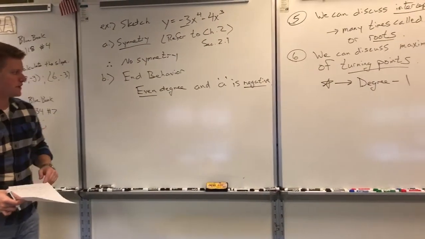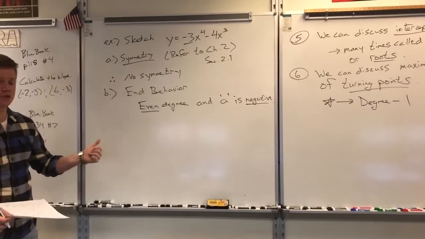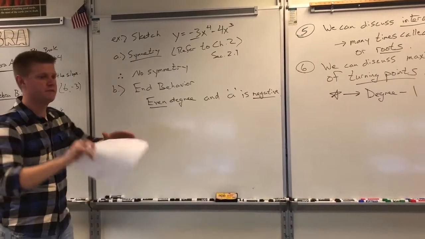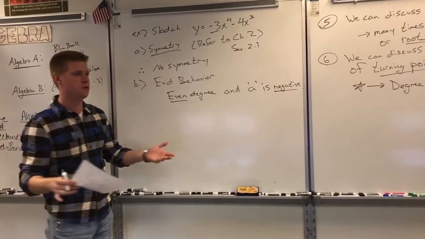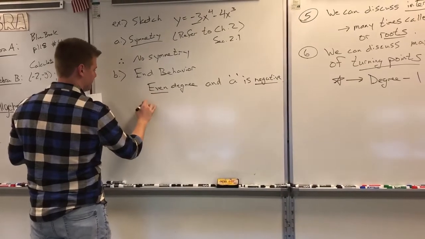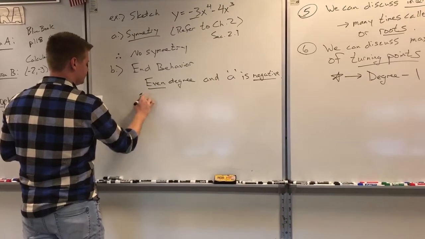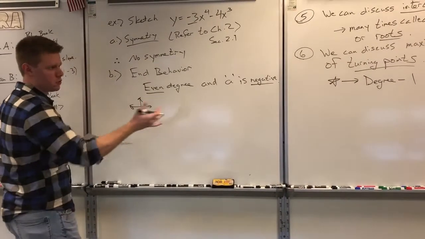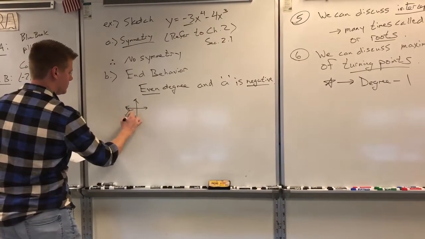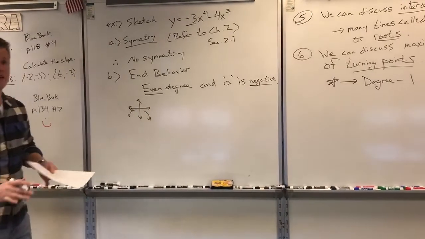So pairing those together, knowing that I have an even degree and a negative first term, I know that in general my graph is going to open downward in both directions. Okay, so what this means, just to give a quick little sketch here, and I'm going to build a more specific graph here in just a minute or two. At its tails, I know it does this.